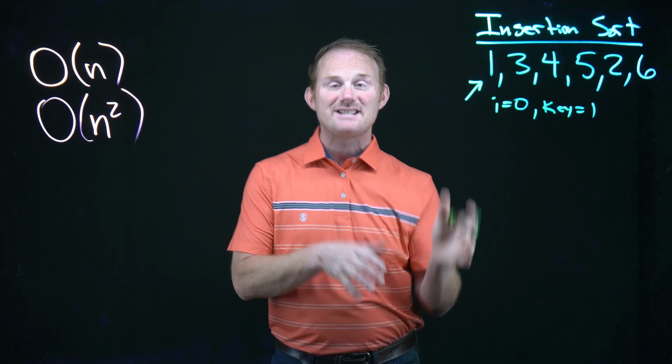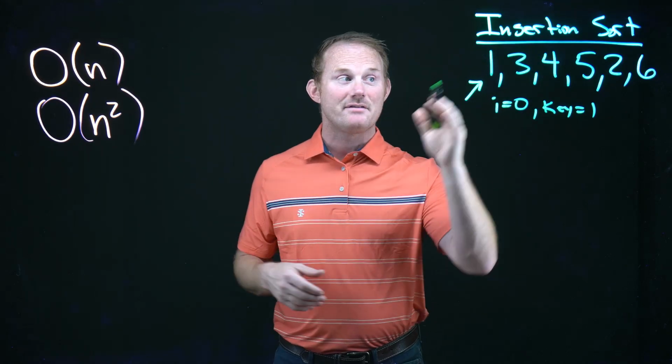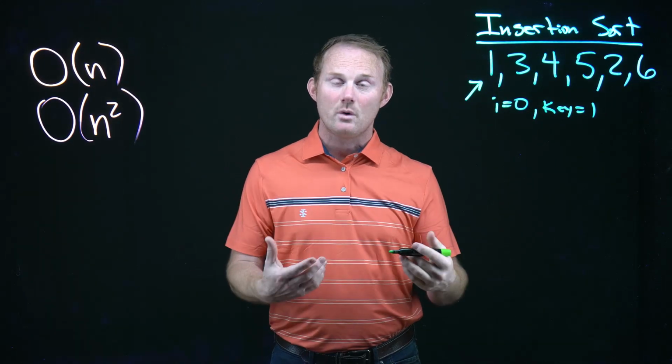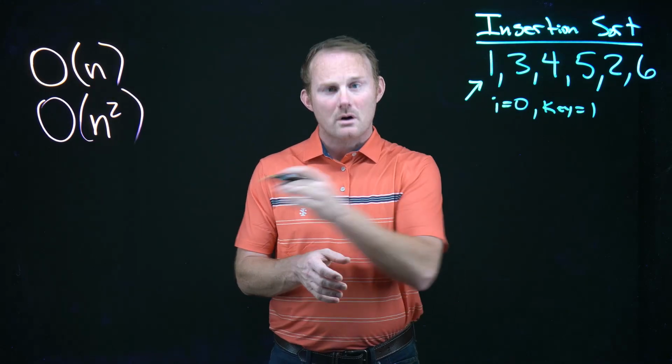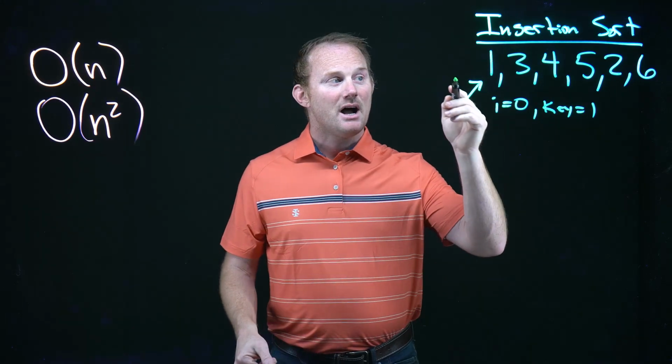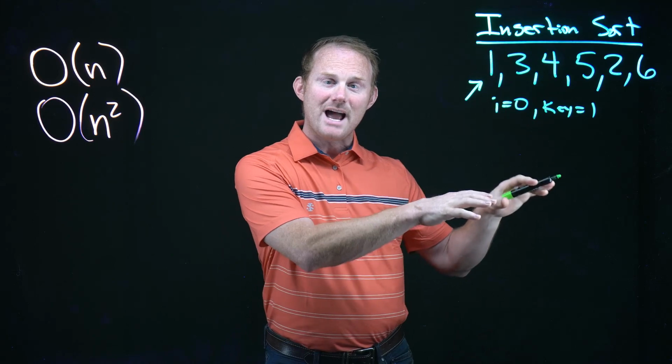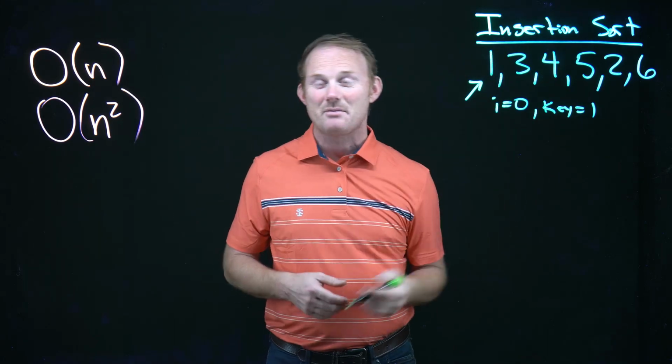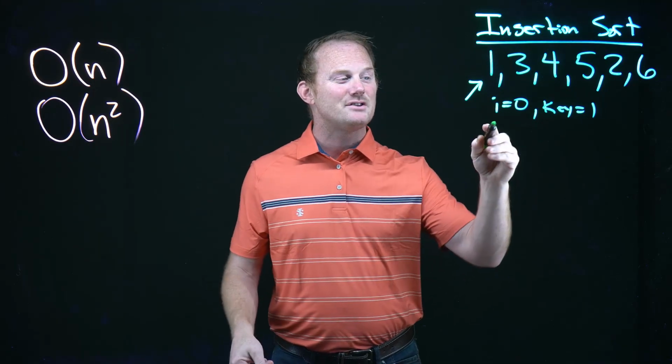And what we do is we compare that to everything to the left. And if this is bigger, then we leave it where it is. If it's smaller, we work our way to the left, which again you will see. Just like bubble sort, we don't have to do the very last one because there's nothing to compare it to. Same thing here. This is the first one, so we don't have to do anything.